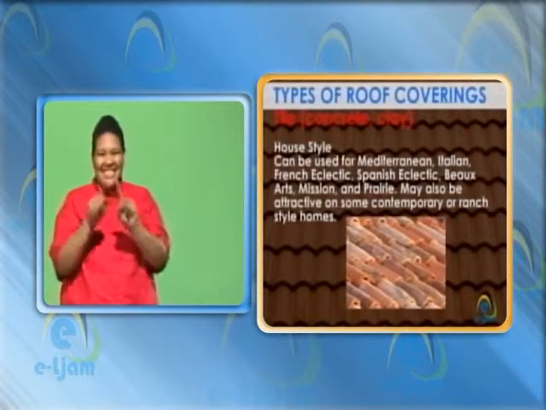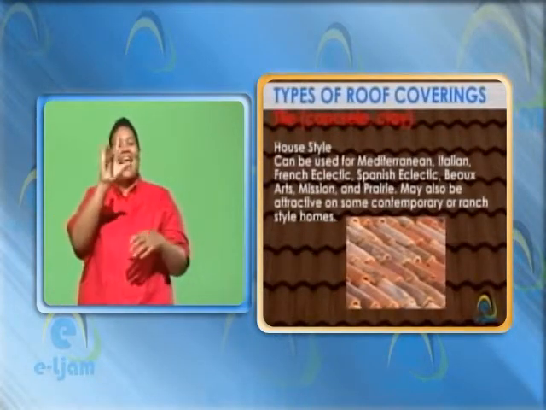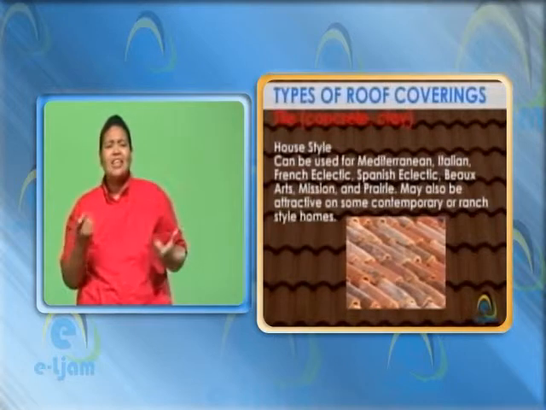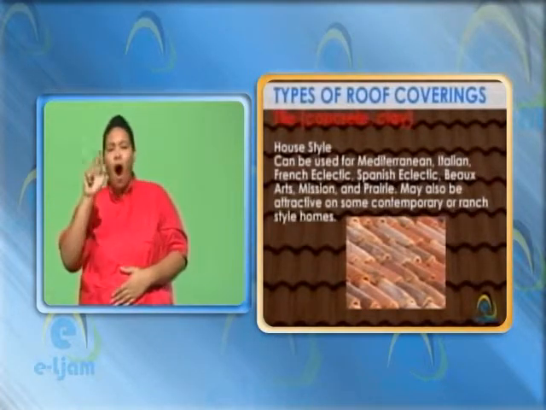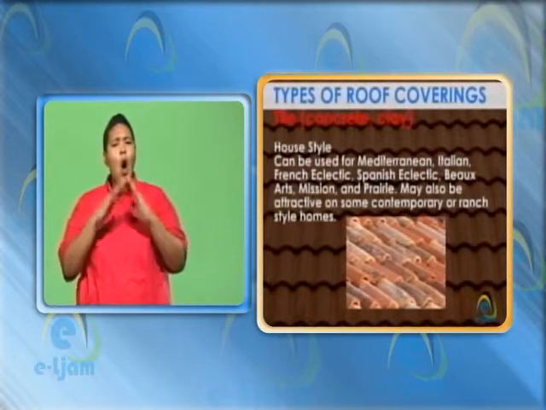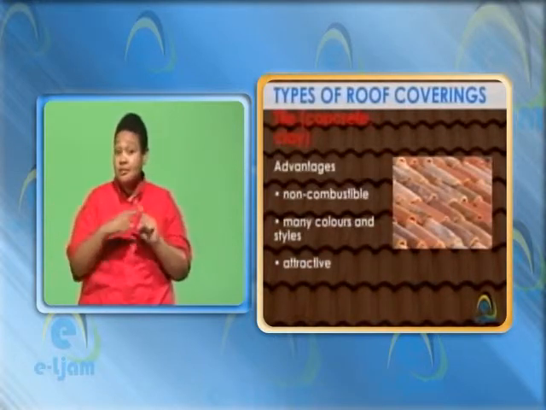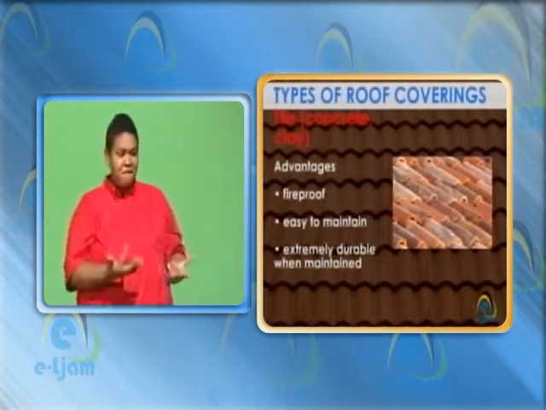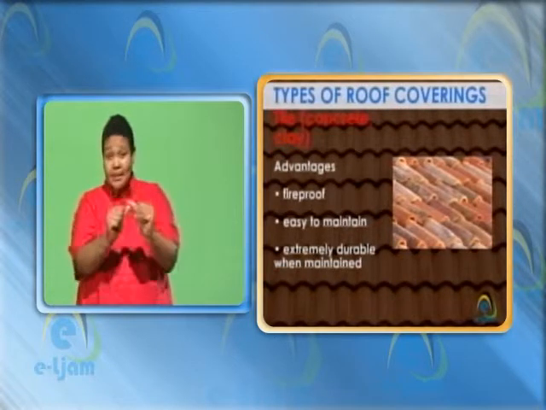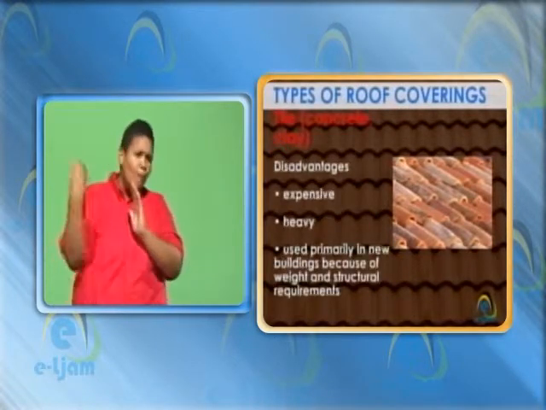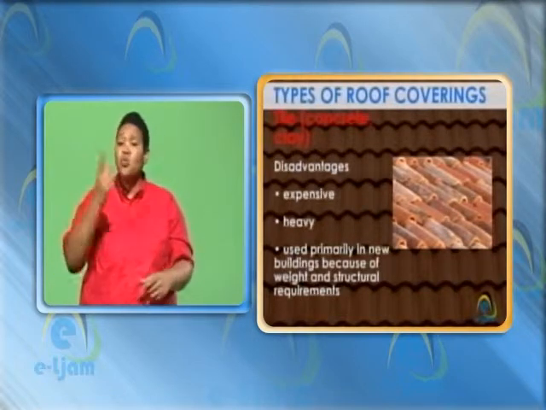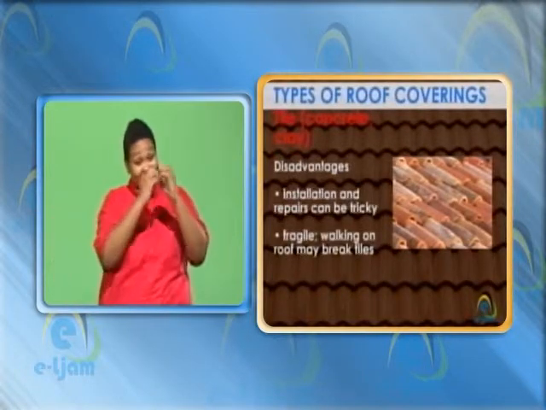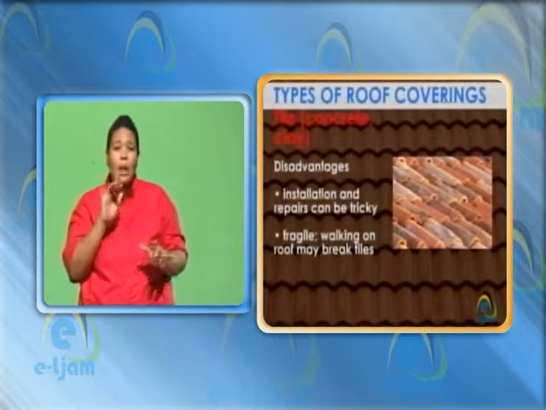Tile, concrete, clay. House style: can be used for Mediterranean, Italian, French eclectic, Spanish eclectic, Les Beaux-Arts, mission, and prairie. May also be attractive on some contemporary or ranch-style homes. Advantages: non-combustible, many colors and styles, attractive, fireproof, easy to maintain, extremely durable when maintained. Disadvantages: expensive, heavy, used primarily in new buildings because of weight and structural requirements. Installation and repairs can be tricky. Fragile. Walking on the roof may break tiles.